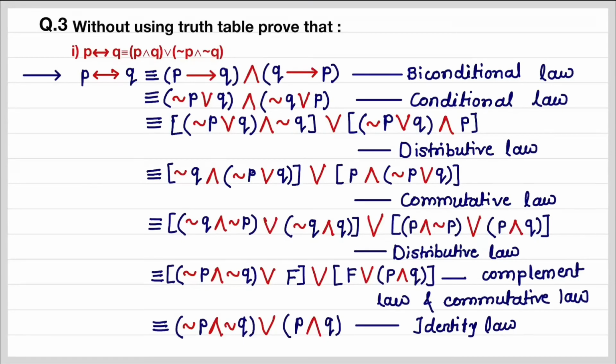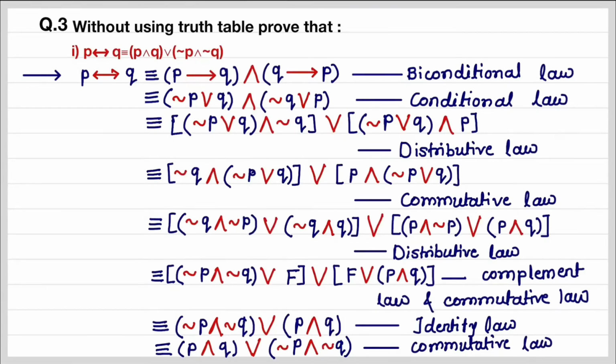To obtain RHS, we have to again apply commutative law. Using commutative law, we get P and Q or negation of P and negation of Q. Law used is commutative law. Hence we get LHS is equal to RHS. And therefore P double implies Q is equivalent to P and Q or negation of P and negation of Q.